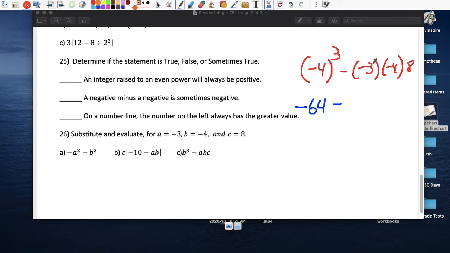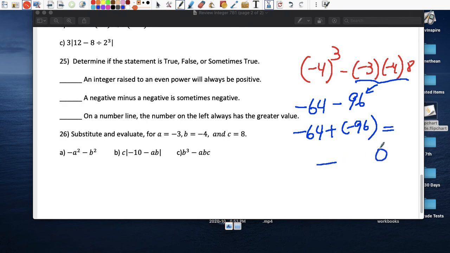Minus, and let's multiply these three numbers. Negative 3 times negative 4 is positive 12. Positive 12 times 8 is 96, positive. Now all we have to do is subtract, or change it to an addition problem. Two negatives, so it's negative. 6 plus 4 is 10, carry 1, negative 160.